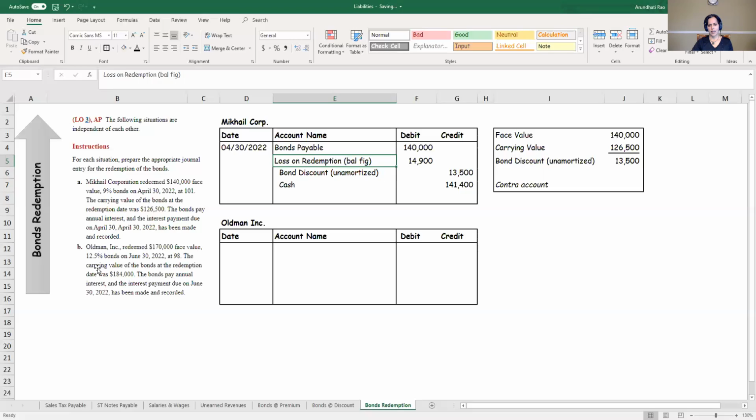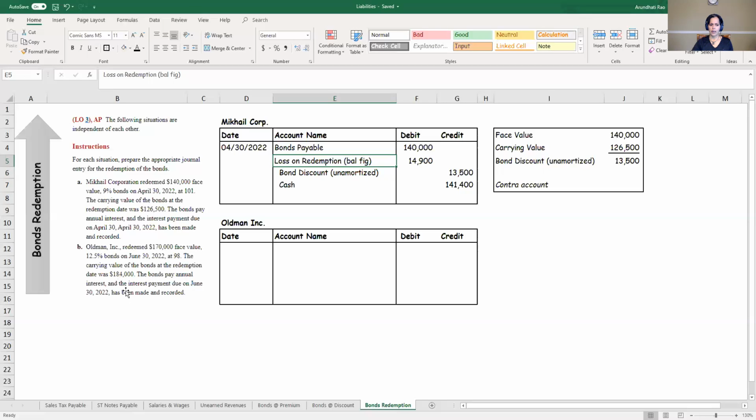Let's look at the second example. Holman Inc. redeemed $170,000 face value, 12.5% bonds on June 30th, 2022 at 98. So $170,000 liability is paid off, 98% is the amount of cash I'm paying, 98% of the face value. The carrying value of the bonds at redemption is $184,000.